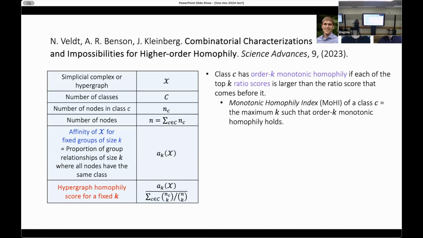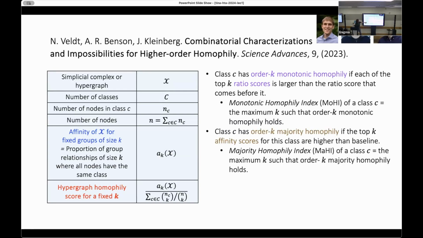As you probably know, Jon Kleinberg is very good with impossibility results. So one of the things they were looking at was, for a particular class, what is the highest order in which you're going to have this kind of monotonicity, which is this ratio of affinity over baseline. As k increases, that ratio increases. So this ratio for k would be bigger than this ratio for k minus 1, and the k minus 1 would be bigger than k minus 2, and so on and so forth.